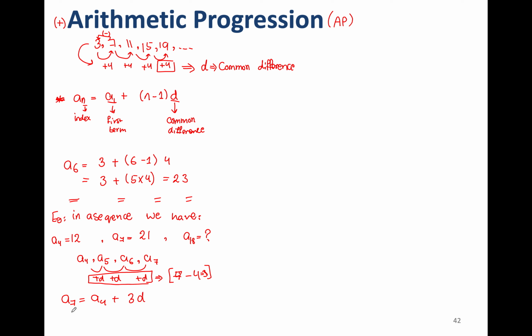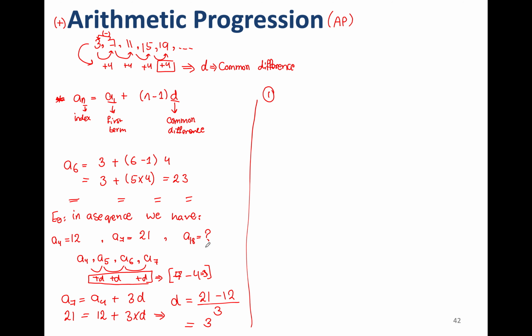Okay, now A7 is equal to 21, A4 is equal to 12, 3 is the multiplier, and D is unknown. So from here, D is equal to 21 minus 12, divided by 3, which is equal to 3. So we got the information that D is equal to 3. Now we can use the common difference in 2 ways.